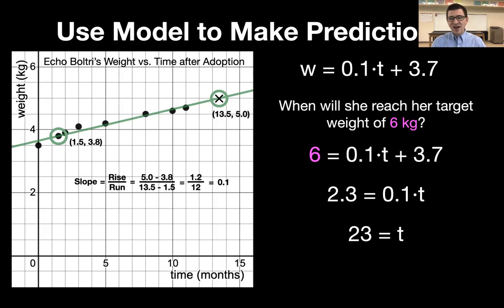Now don't stop there. I'm not going to require that you answer in full sentences, but your answer should always have a box around it and include your units. So in answer to when will she reach her target weight of 6 kilograms, the answer is at 23 months. So we have about another year to go until she's at her target weight, but we don't want to rush it because a slow and steady increase of 0.1 kilograms per month is healthy for a growing cat. But once we get to about 2 years in, then she should finally be at her target weight.